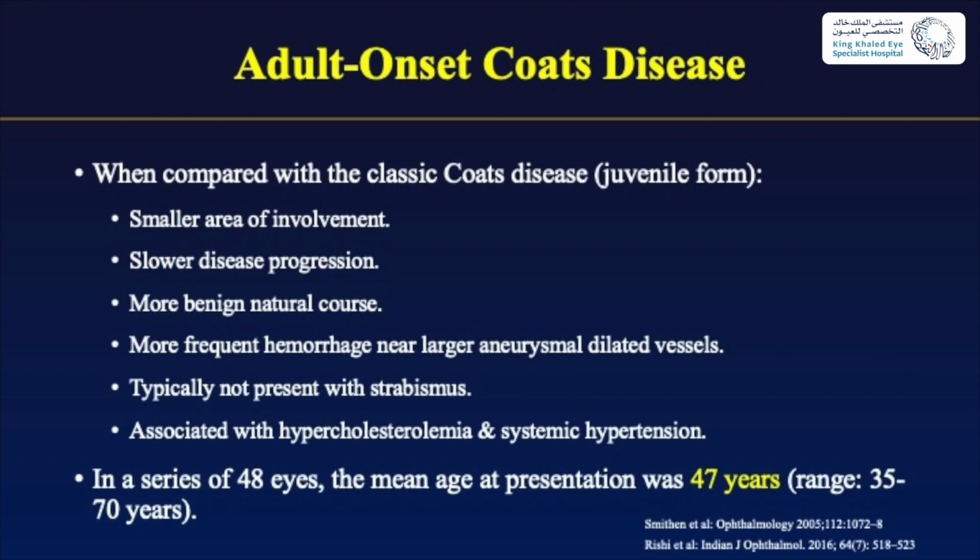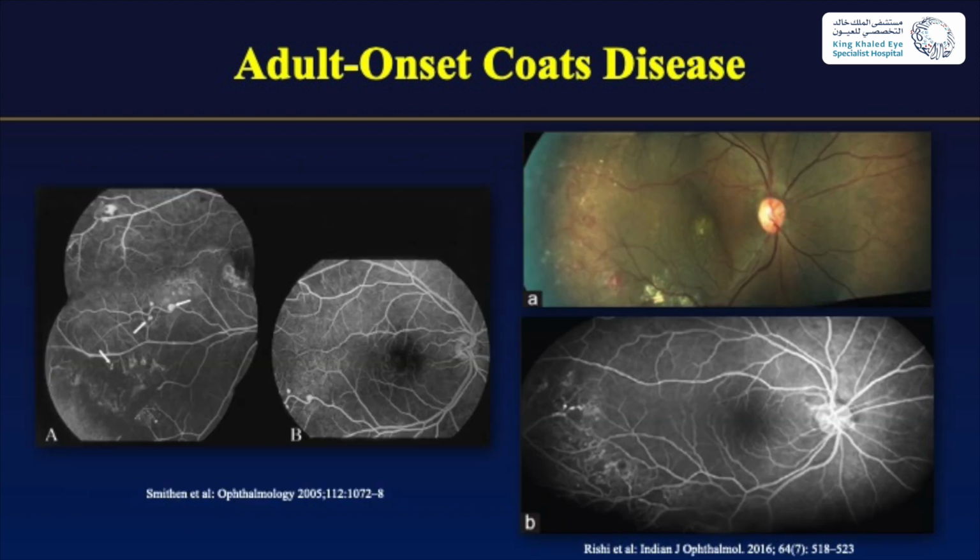Regarding adult-onset Coats disease, when compared to the classic Coats disease, which is the juvenile form, it has a smaller area of involvement, slower disease progression, more benign natural course, typically not presenting with strabismus, and is associated with hypercholesterolemia, and in one case series associated with systemic hypertension. In a series of 48 eyes, the mean age of presentation was 47 years. So these are fundus photos for a patient with adult-onset Coats disease. You can notice the milder manifestations when compared to the classic Coats disease.